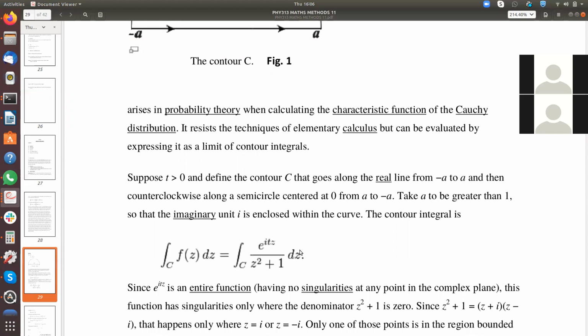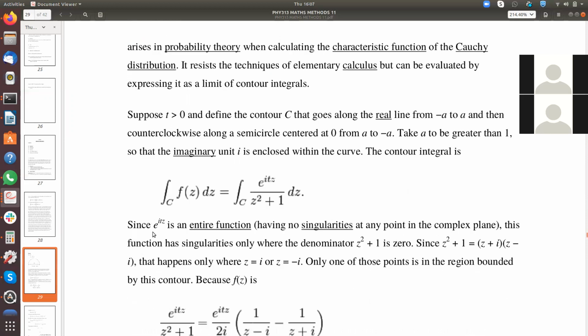Then the integrals from negative to positive will now be over a contour. Since exponential itz is an entire function having no singularity at any point in the complex plane, this function has singularity only where the denominator z squared plus 1 is 0. Since z squared plus 1 is equal to (z plus i)(z minus i), that happens only when z is equal to i and when z is equal to minus i.